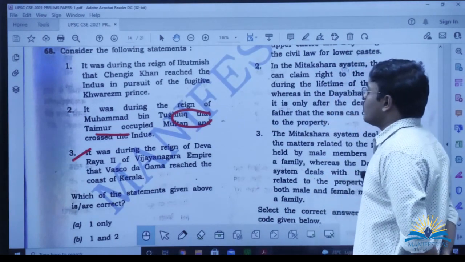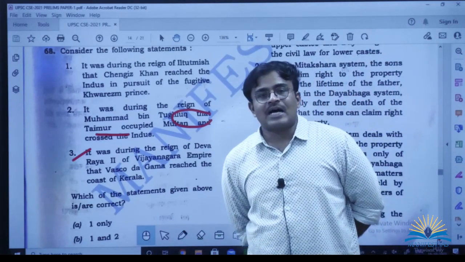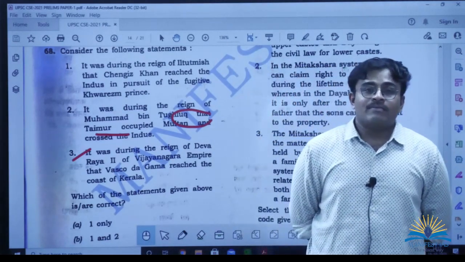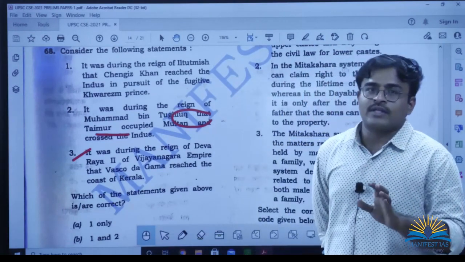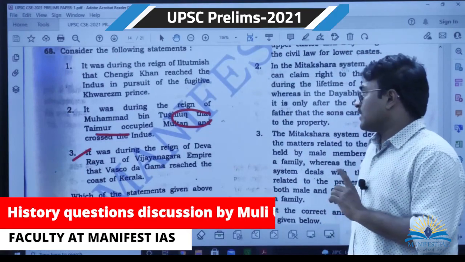It was during the reign of Muhammad bin Tughlaq that Timur occupied Multan and crossed the Indus. So this is wrong, because it was after Firoz Shah Tughlaq, during the time of the later Tughlaqs, who were very insignificant rulers, that Timur attacked India, not before that. So the second statement is wrong.